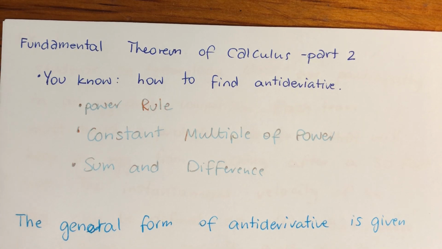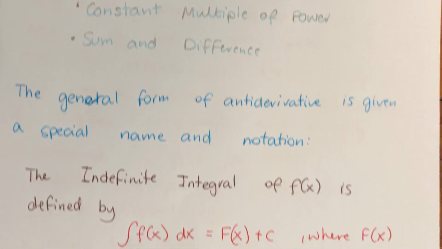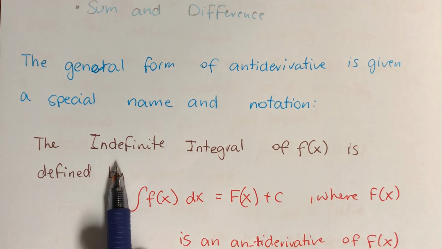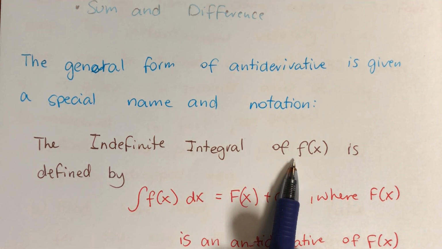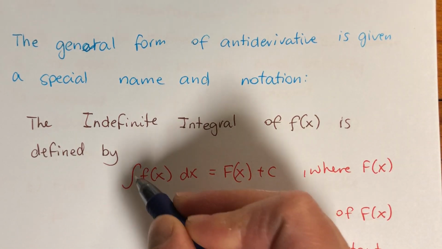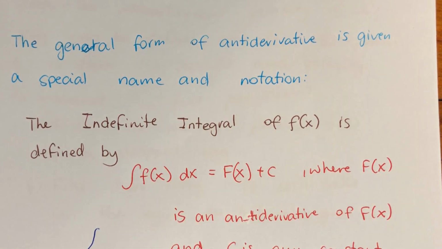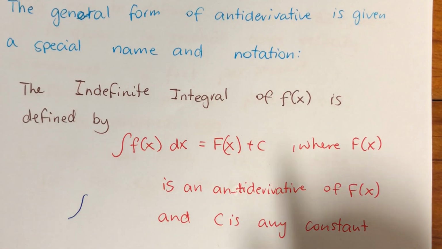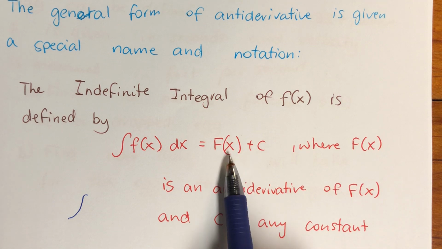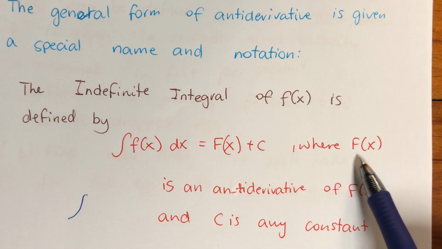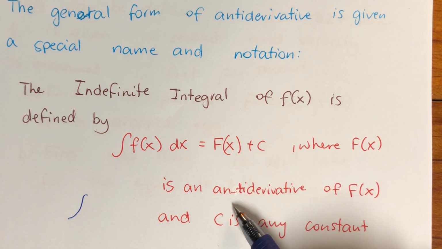So we are going to use something that will look a little bit different. It's called the indefinite integral of our function f of x, and it's defined by, and now here's the integral notation. So it looks like this. And we say that the integral of f of x is going to be F of x, so that's what we were using before, plus some constant c. So again, my F of x, written with the capital letter, is the antiderivative of f of x, and c is any constant.